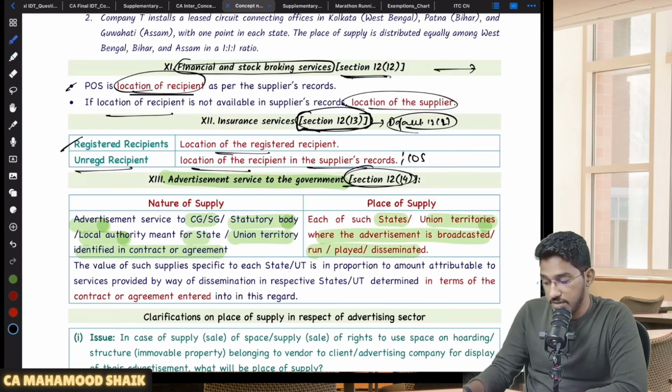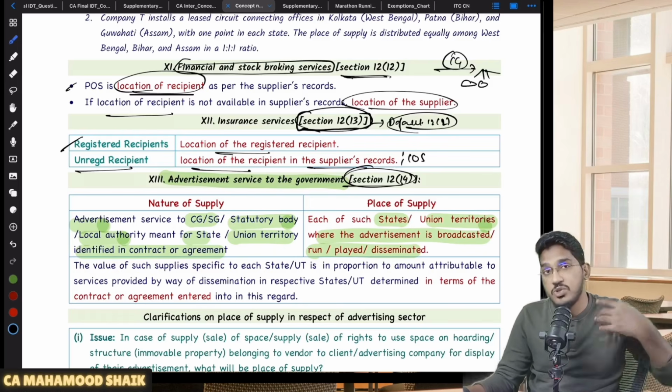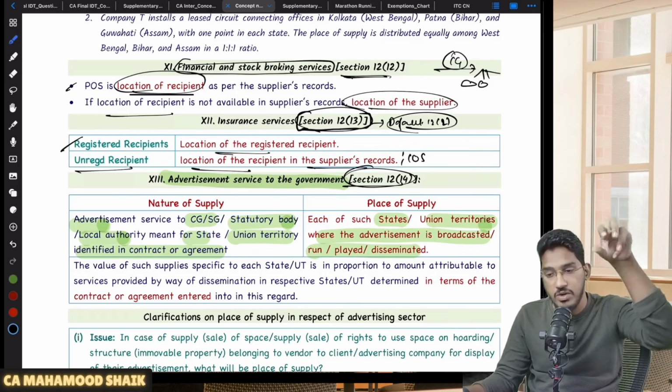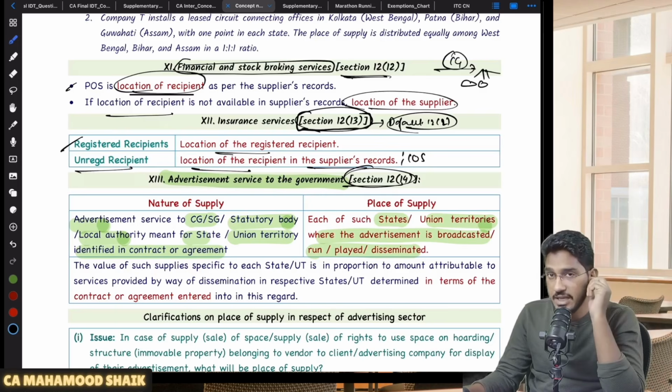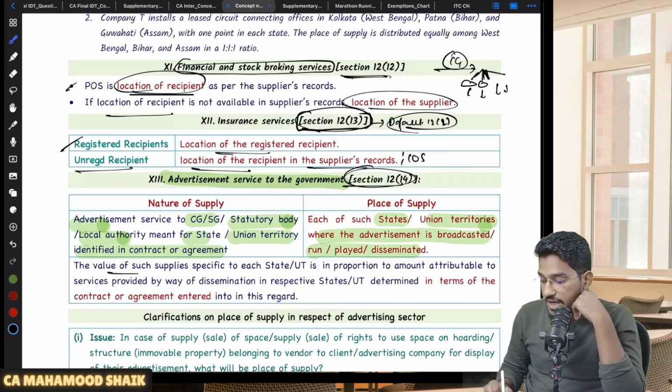Let us say you are providing advertisement services to central government. When I am providing advertisement services to central government, that advertisement will not be displayed or distributed in one state. Let us say, for example, if the central government is doing television advertisement, that advertisement will be seen by people all over the country. So what they are saying is, in that case, the place of supply is not just one single state. Wherever that advertisement is getting disseminated, displayed or distributed, the place of supply will be in each of that state or union territory. So the value of such supply is specific.